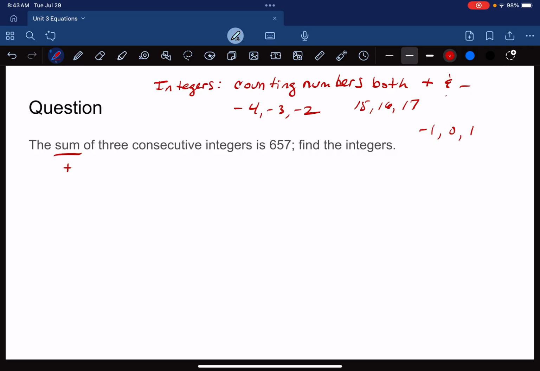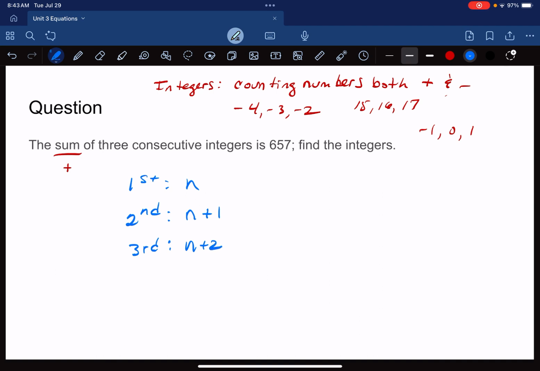Okay? So what we can do is we can call the first one just n. And my first number is just going to be n. Well, then what's the next one going to be? Well, because they're consecutive integers, it's just one more than n. So it's just n plus one more. And then the third one would be just one more than the second. So if you just add another 1 to n plus 1, you get n plus 2, okay?